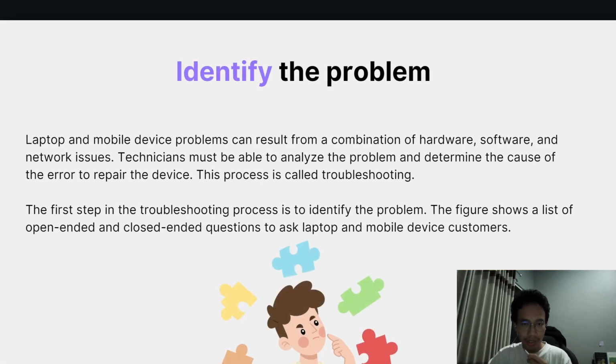The first is identify the problem. Laptop and mobile device problems can result from a combination of hardware, software, and network issues. A technician must be able to analyze the problem and determine the cause of the error to repair the device. The process is called troubleshooting. The first step in troubleshooting is to identify the problem. The figures show a list of open and closed questions to ask a laptop and mobile device customer.